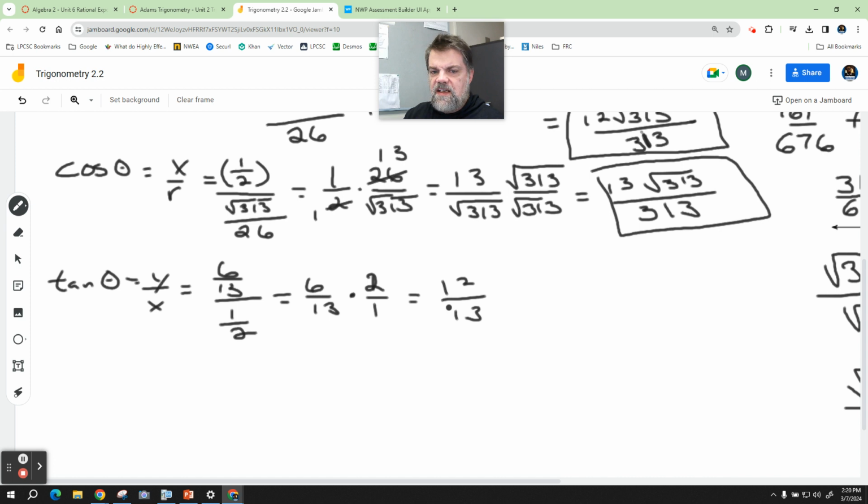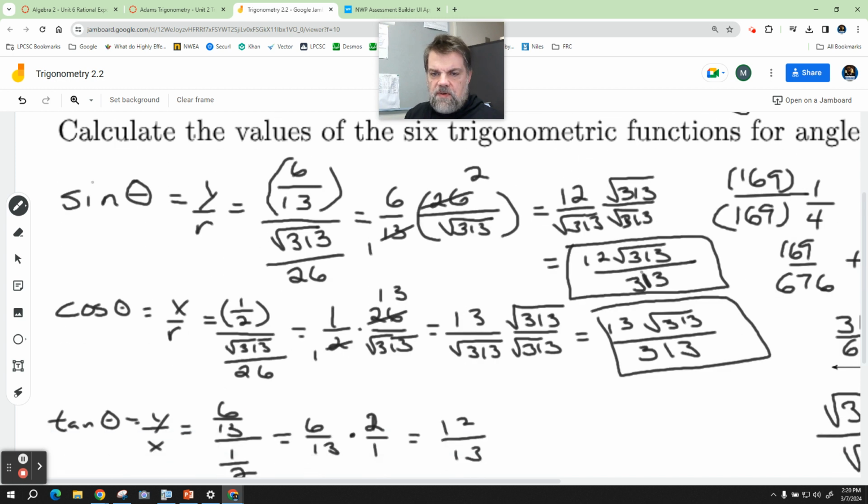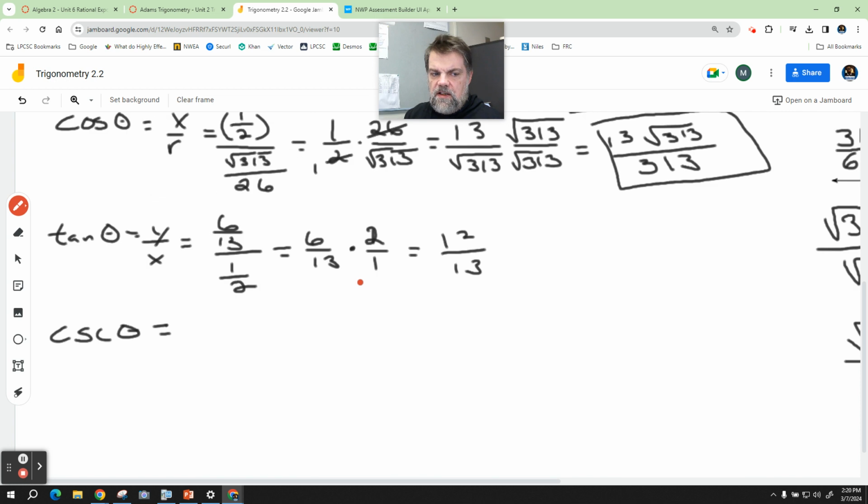Now the rest of these are just the reciprocals. So if I say cosecant of theta, that's the reciprocal of sine. So here's a little trick. The reciprocal of sine, before we do the rationalizing, is this one right here, 12 over the square root of 313. So I just need to flip that around and say the square root of 313 over 12.